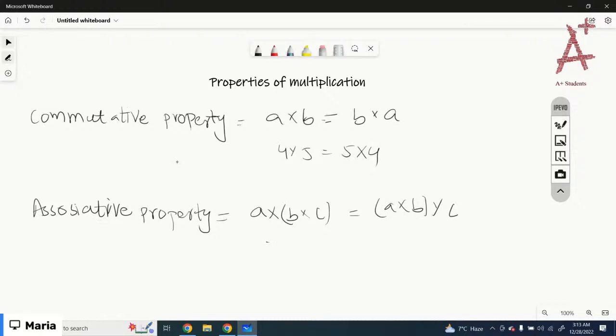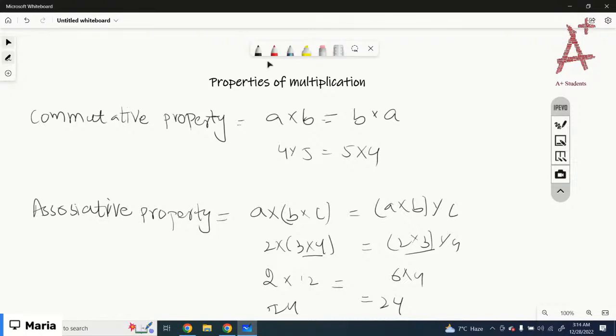So let's suppose you have 2 times 3 times 4. So 4 times 3 is 12, and 12 times 2 is 24. Or 2 times 3 is 6, and 6 times 4 is 24. So in both these cases, the answer is exactly the same. So in case of multiplication, order doesn't matter. Got it?